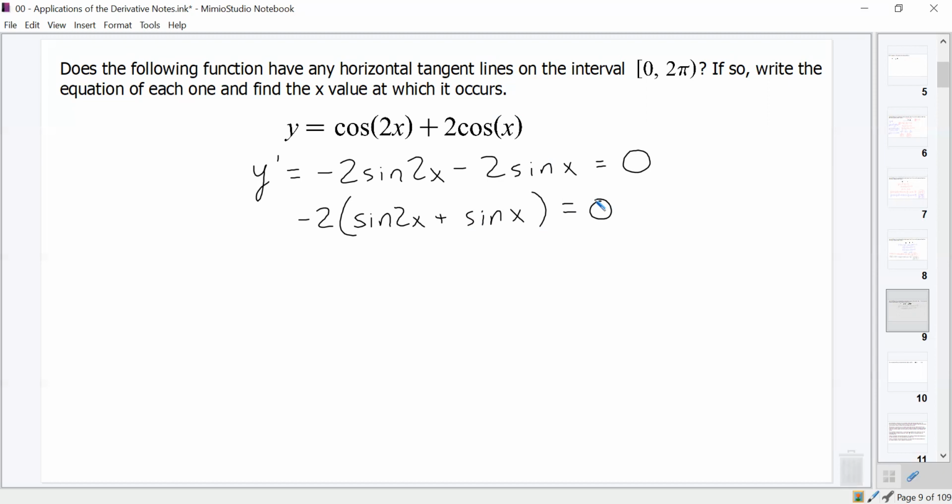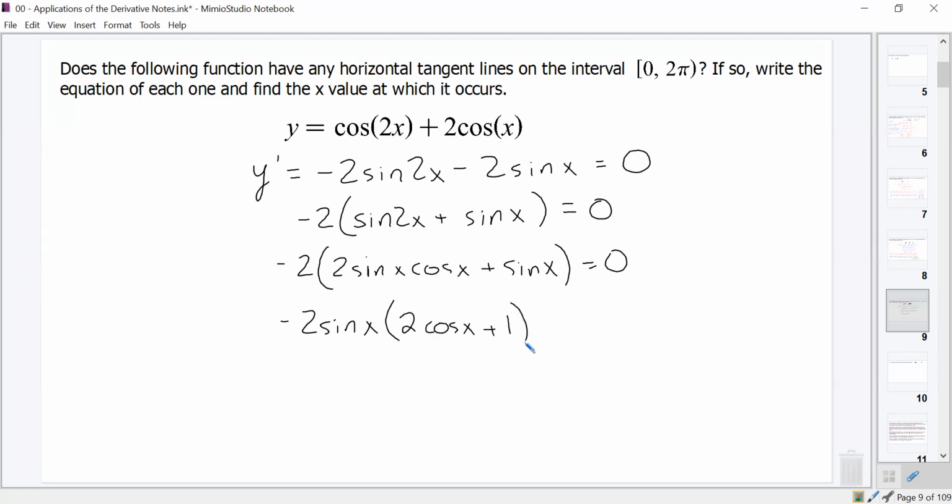And then we'll notice that sine 2x can be broken down using the double angle identity. So this becomes negative 2 times 2 sine x cosine x plus sine x. And we now have a sine x that can be factored out, leaving us with negative 2 sine x times 2 cosine x plus 1 equals 0. And now we've got a multiplication of two different terms, negative 2 sine x and then 2 cosine x plus 1 that equals 0. So just set them both equal to 0.